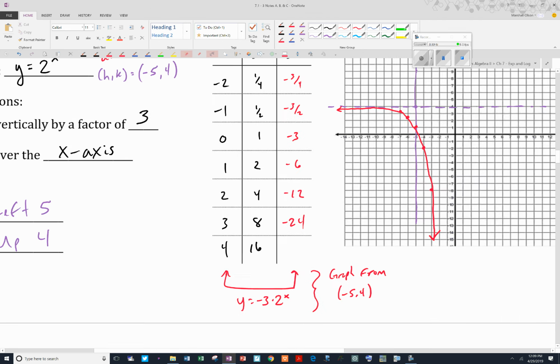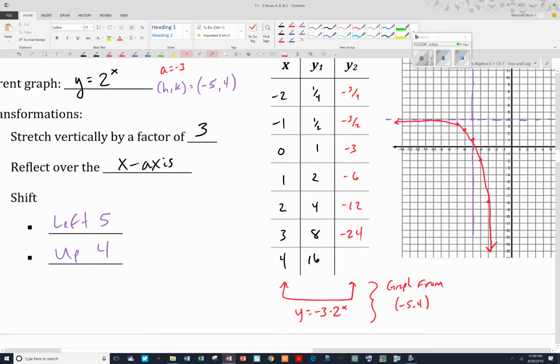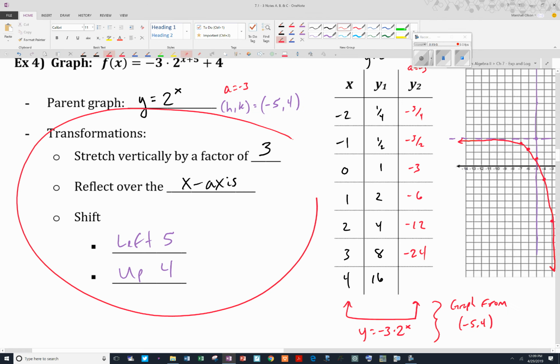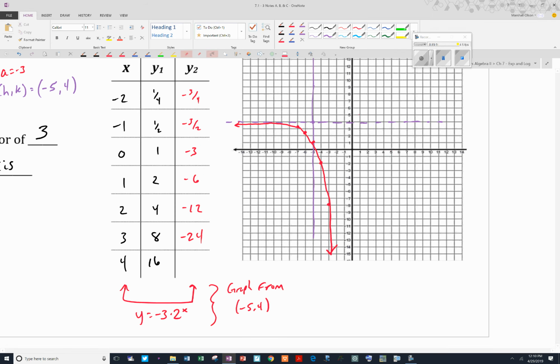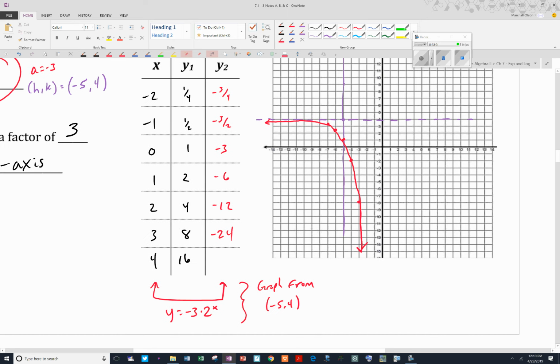Now, what I need you to understand is what really happens to this function is what we wrote right there, and it happens in that order. So picture this function, y equals 2 to the x. Picture that function in your head. We have it on the front page. Now picture stretching it by 3 vertically, and then flipping it, and then shifting it left 5, up 4, and you would have that graph right there. We just graph it more efficiently by going right to the HK point and going from there. Are you good at that?